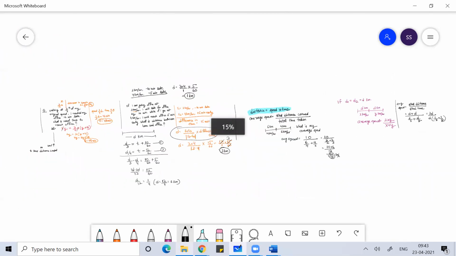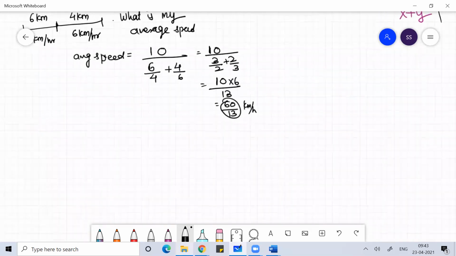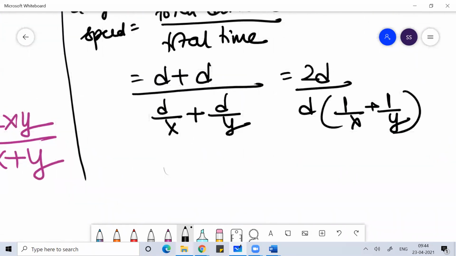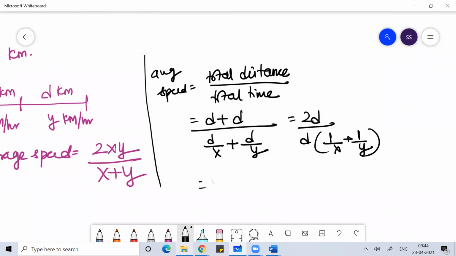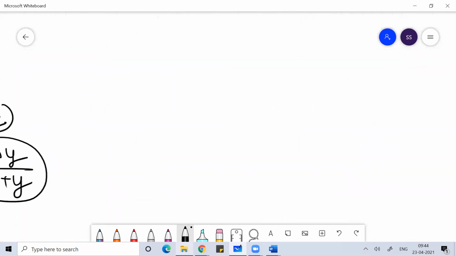So if you calculate your average speed here, d and d will get cancelled, so that would be 2 divided by x plus y over xy. So your average speed will be 2xy by x plus y. This is the formula I told you, in another way. You can use the harmonic mean, so you can understand this. That is a shortcut formula.